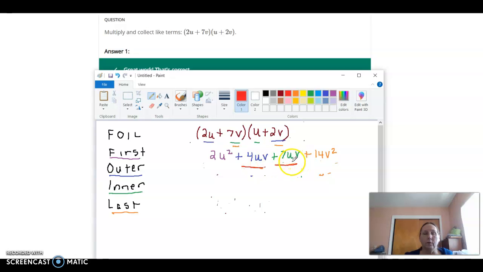Now in this case, we have our middle terms right here, 4uv and 7uv, and because your variables are the same, we're going to combine them, so our final answer is going to be 2u squared, 7 plus 4 is 11, plus 11uv, and then we just bring down the 14v squared. So you'll wind up combining these and they don't fall apart, so you wind up with a trinomial as your answer instead of the binomial that I did for the previous example.